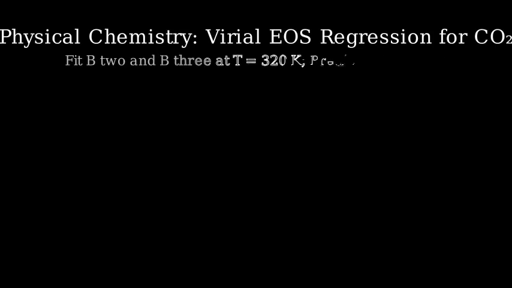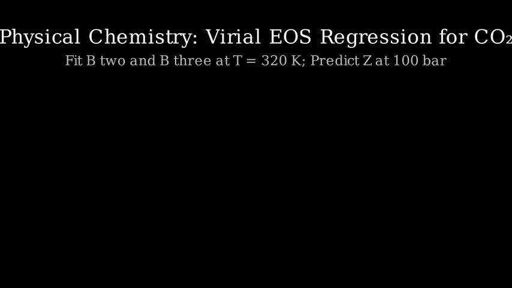Physical chemistry. In this lesson, we use PVT data for carbon dioxide to regress a virial equation of state through the second and third virial coefficients, and then predict the compressibility factor Z at 320 Kelvin and 100 bar. We will look at this chemically, mathematically, statistically, and graphically.